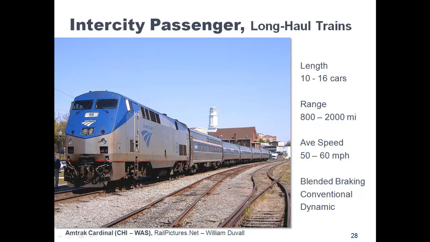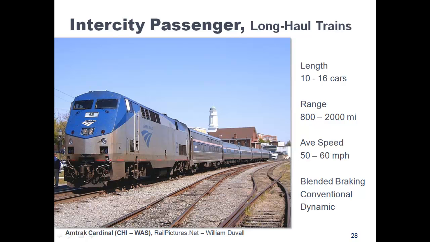We'll look at long haul, short haul, higher speed, and high speed. The characteristics of long-haul intercity passenger trains are these. The length can vary from 10 to 16 cars, range anywhere from 800 to 2,000 miles. Speed is typically in the 50 to 60 mile an hour category, and they use blended braking.